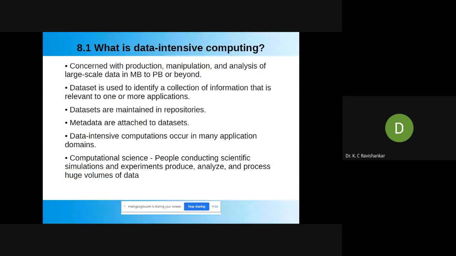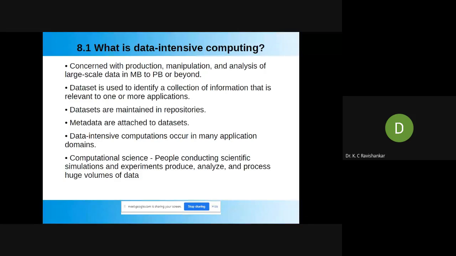I have given you some examples here. Large-scale data may be in the megabytes to petabytes or beyond. Data set is the word used for a collection of data. So a large amount of data is considered to be a data set. When you say data set, it is a set of data, a collection of data. Data set actually means a repository of data. All data will be stored in a location, which is considered a repository.